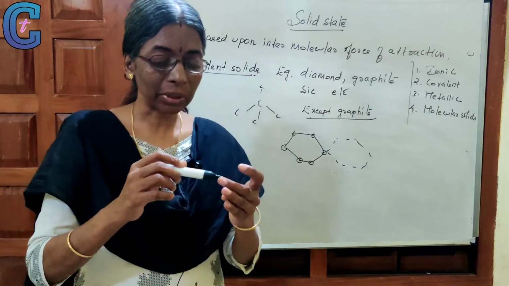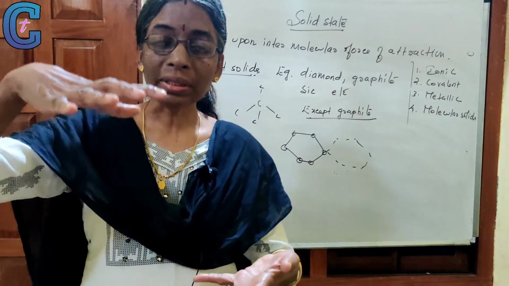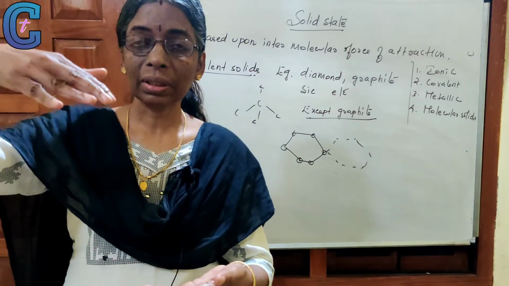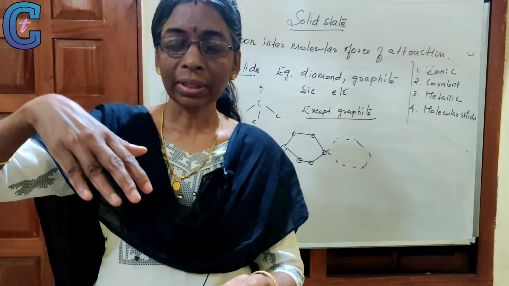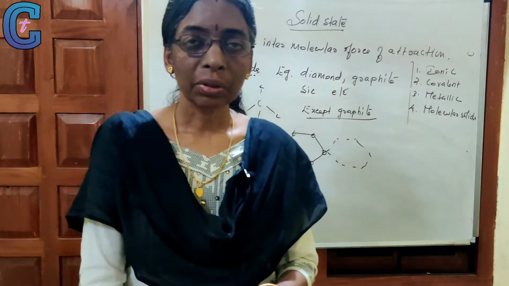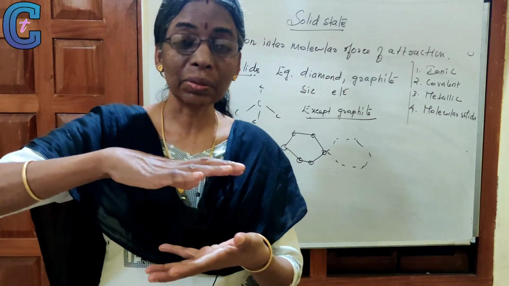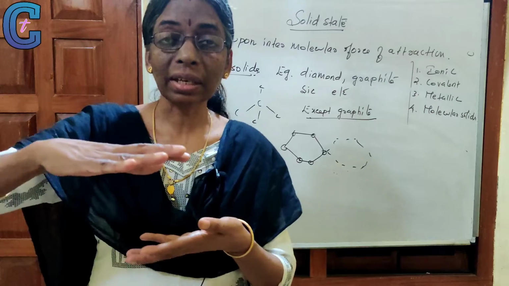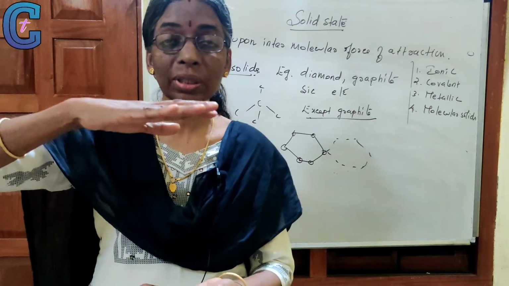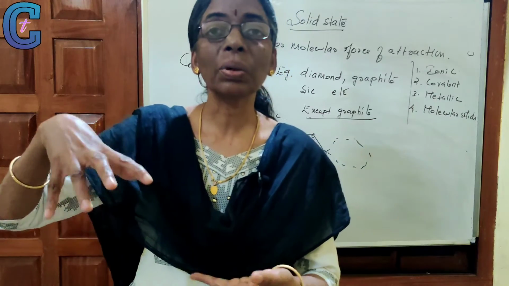As a result, what happened? They form different layers. Each carbon atom is connected to 3 other carbon atoms. Of the 4 valence electrons, 1 valence electron is free, so it keeps on moving. As a result, graphite has a layered structure, this is one layer, this is another layer. In between, the free valence electron moves. So that is a mobile electron. Due to this mobile electron, graphite acts as a good conductor.